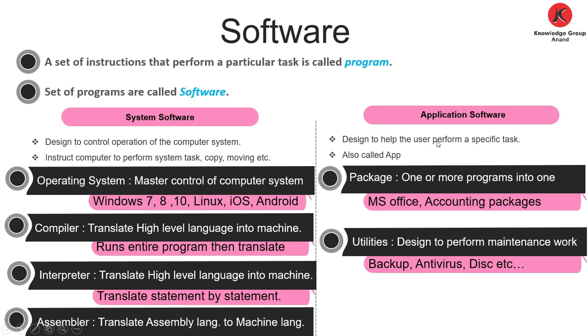Now application software is designed to help the user perform a specific task, also called an app. For example, a package combines one or more programs into one. For example, Microsoft Office, inside that Word, Excel, PowerPoint, Publisher, Outlook, OneNote, these are all grouped into one, so it is called a package. Microsoft Office is called a package. Then accounting packages are also known as packages. Utility software is designed to perform maintenance work like backup, antivirus, disk cleanup. These are called application software.